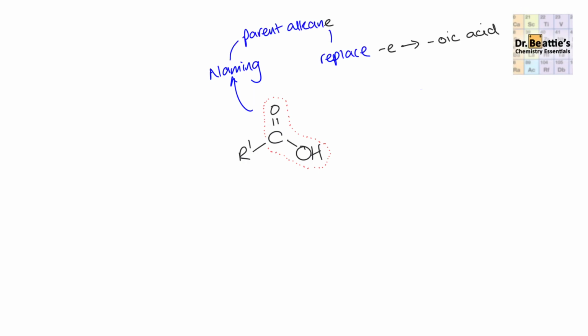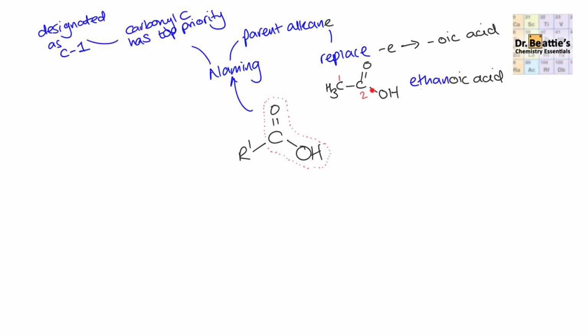Let's have a look at an example of this. This here has 2 carbons in it, so the parent alkane is ethane. It's obviously 1 carbon methane or meth, 2 carbons eth. And what we do is we take this E and we replace it for the oic acid. That's exactly how we get the names of these carboxylic acids. Thing to note with naming a carboxylic acid is that the carbon of the carbonyl is always designated as 1. It takes priority over everything else. If we were to actually number this carbon, this would be 1 instead of 2.